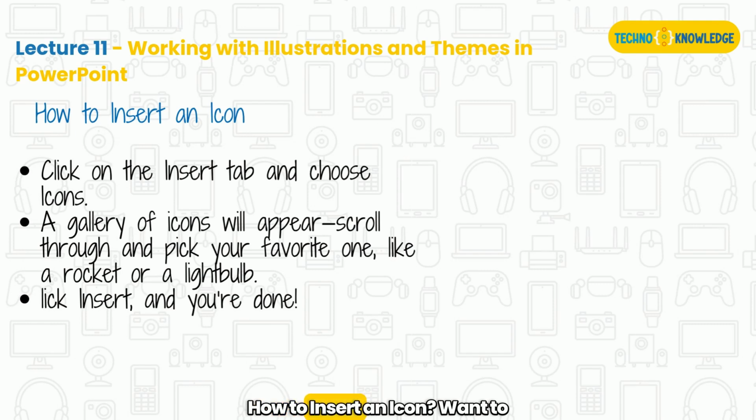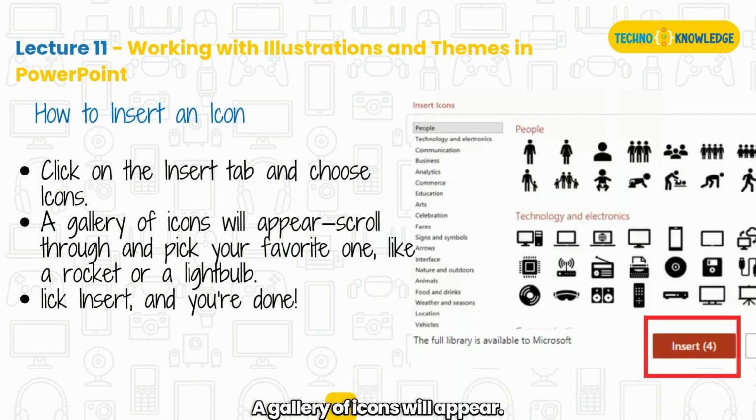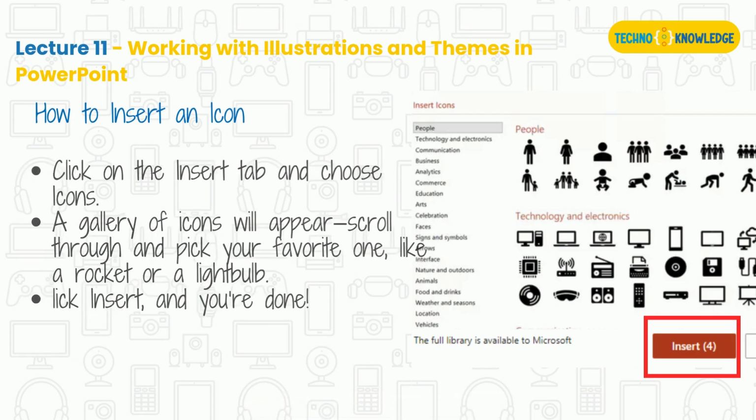How to insert an icon. Want to make your slides look extra cool? Try adding icons. Click on the Insert tab and choose Icons. A gallery of icons will appear. Scroll through and pick your favorite one, like a rocket or a light bulb. Click Insert and you're done.